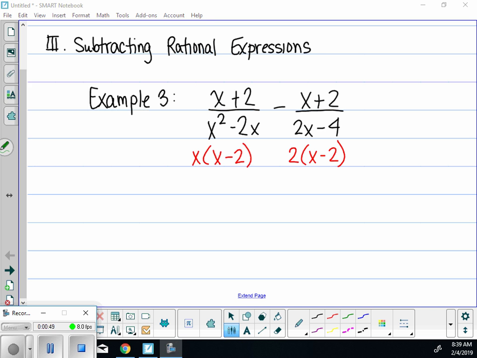What would make these the same? This already has an x minus 2, and this already has an x minus 2. This one has an x, so this one's going to need an x. So we're going to have to multiply top and bottom by x. So this one has an x and an x minus 2, this one has an x and an x minus 2, and a 2. So this is going to need a 2 as well.